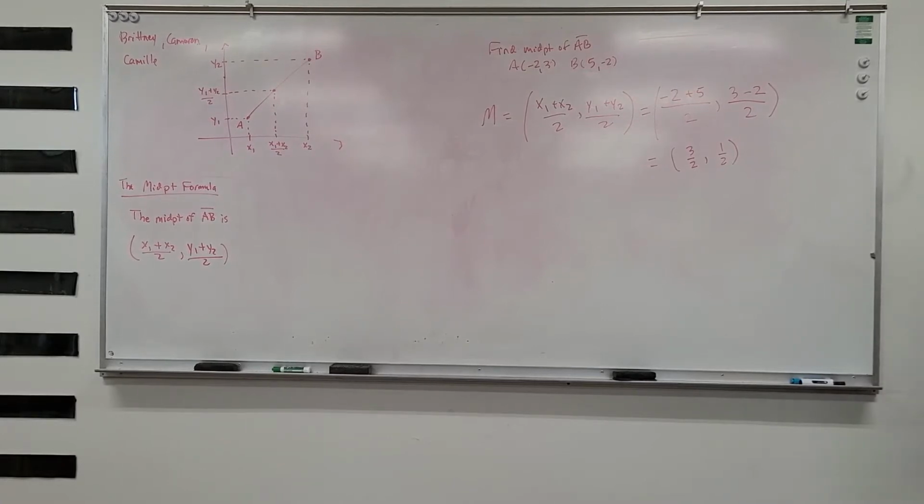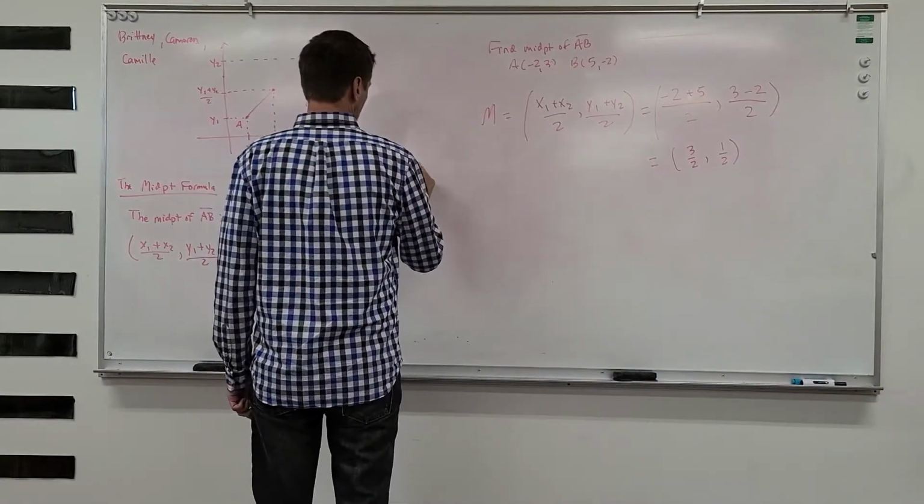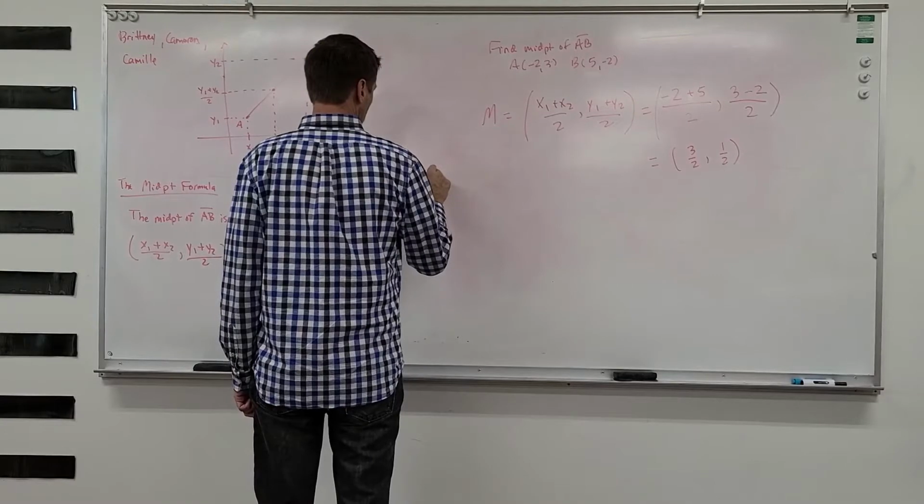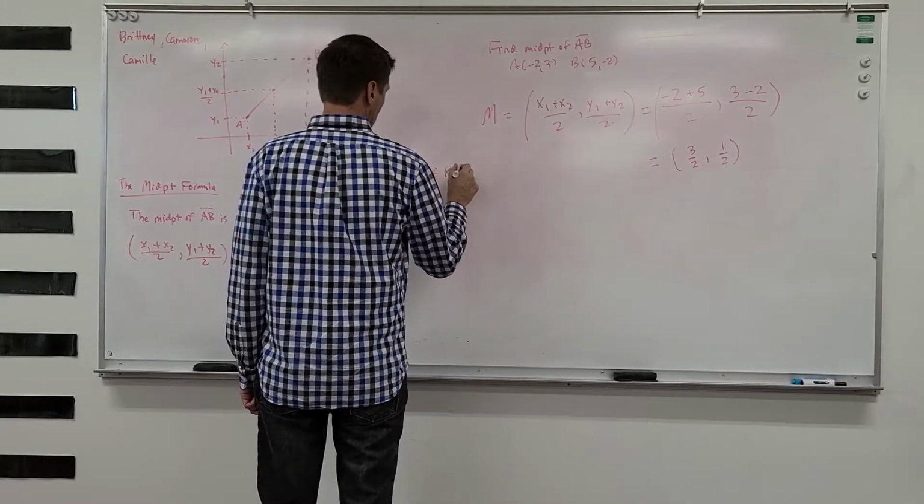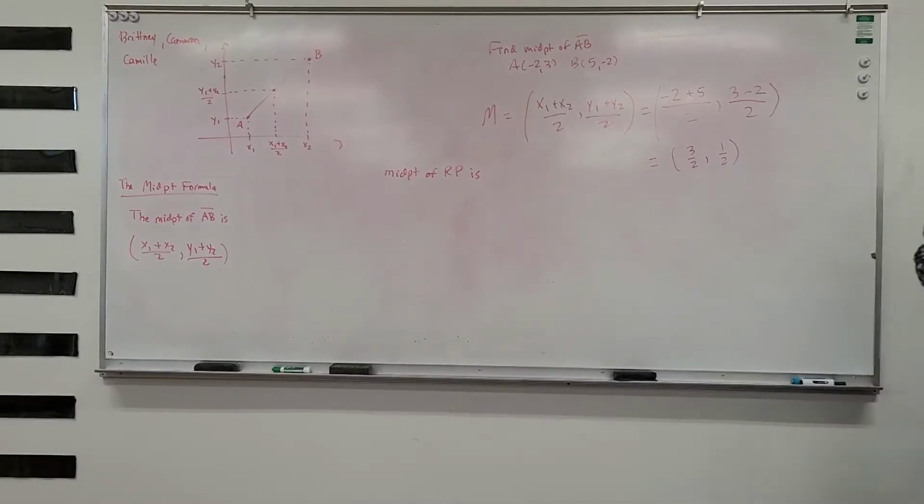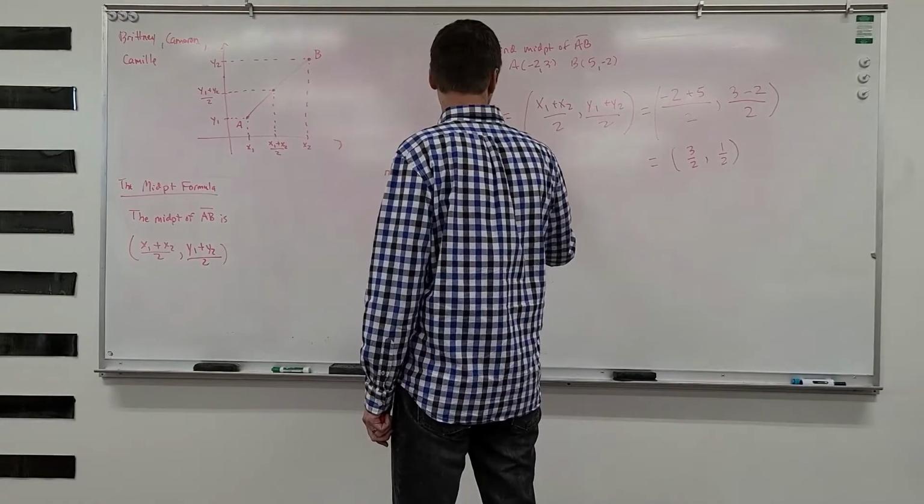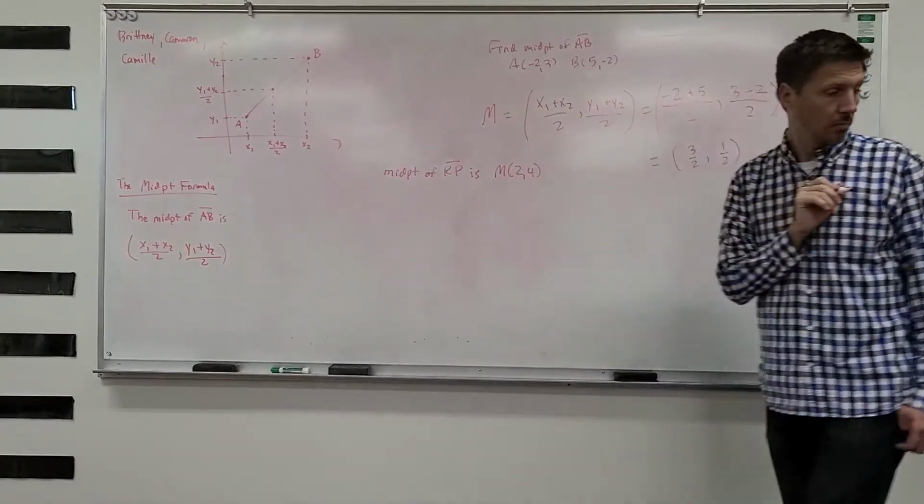So the next problem is the same exact idea. We're using the same exact formula, but they give us different pieces of information. This time, they tell us that the midpoint, M, of line segment RP is (2, 4). So they give us the coordinate for the midpoint.